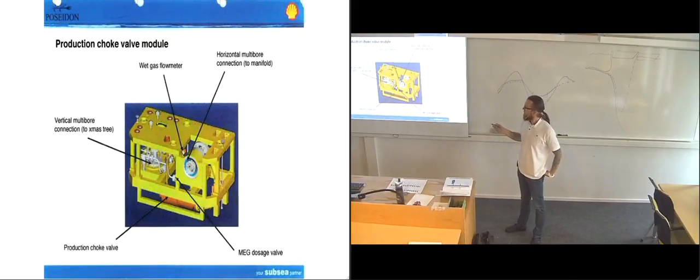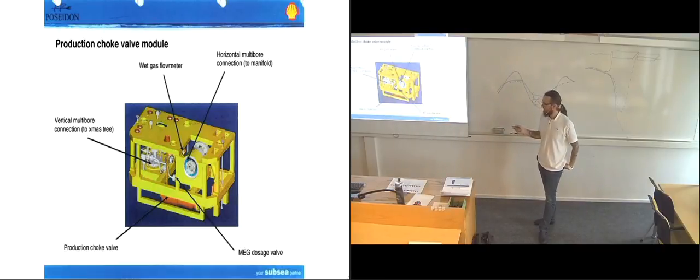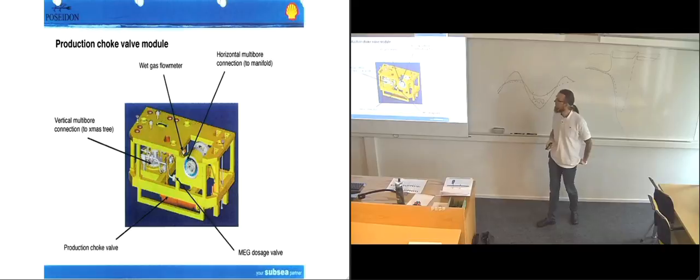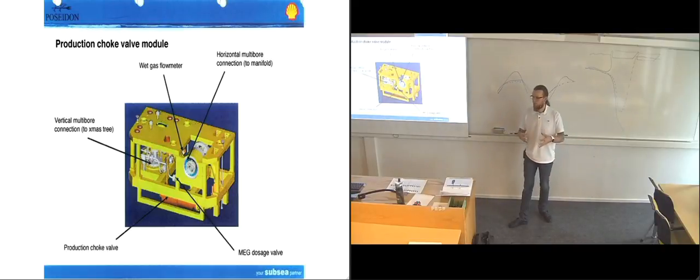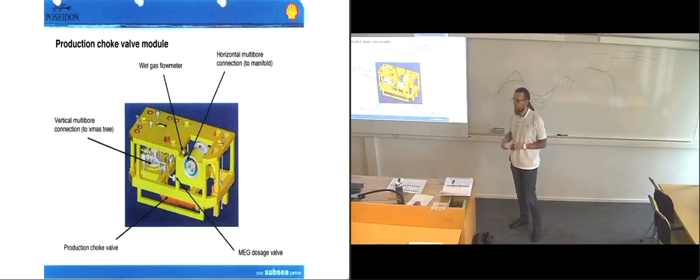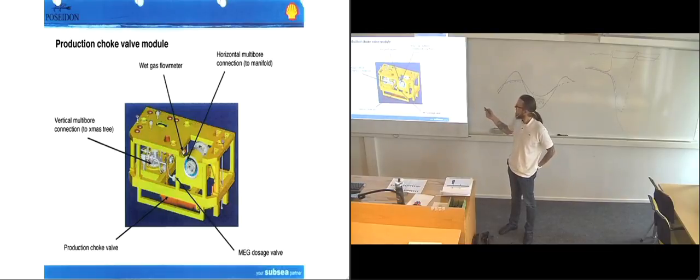So for the choke module in this case, we have the dosage valve for the MEG line that's going in. So it's actually inside the choke valve where it's dosing out how much of this antifreeze it's going to put in. And it has the choke valve itself down here. And then it has a horizontal connection to the manifold.